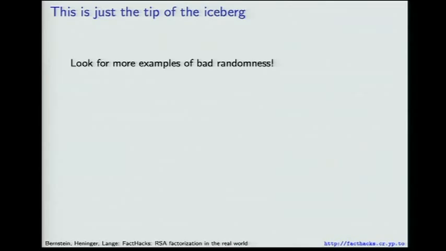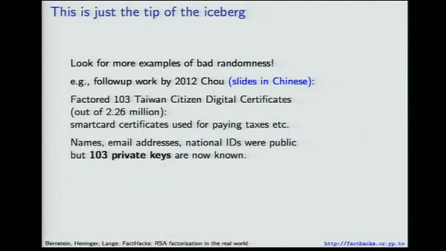Once you've found that there's a problem like this, then of course you start looking around for more and more places where you might have some bad randomness. For example, there's a paper, or at least slides, by Chow in Taiwan saying they took 2 million Taiwan citizen digital certificates and did some GCDs and found that 103 of those were factorable.